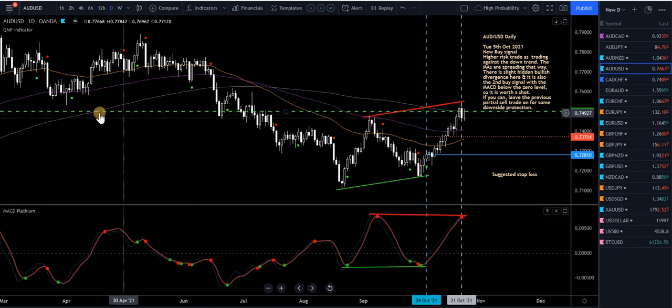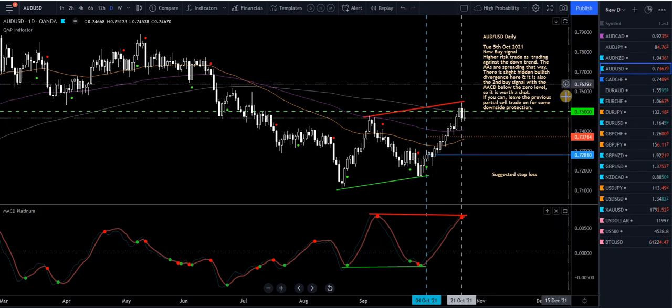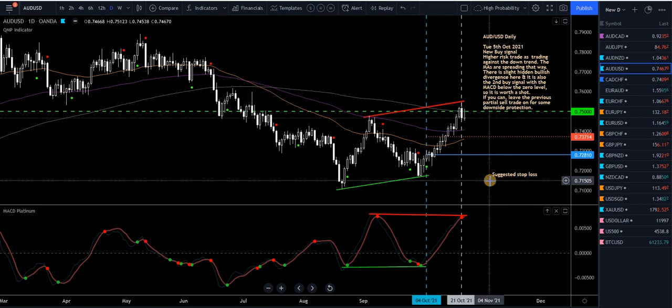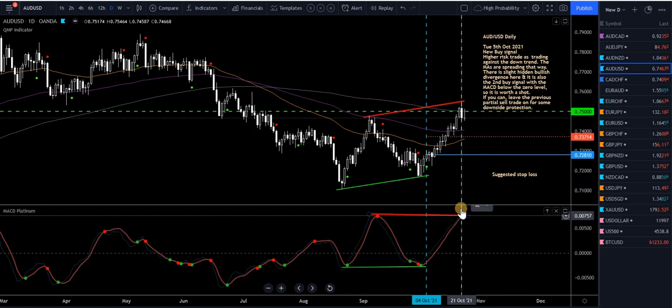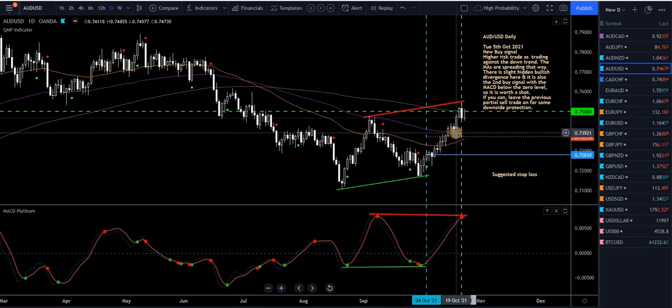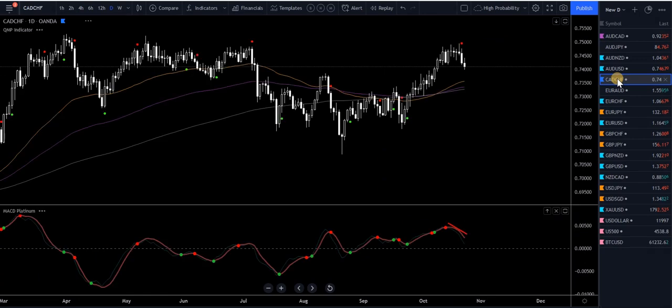It's just a number. If you go back in time and have a look at this level, 75, 80, 70, big numbers in the Aussie are pretty big. So the MACD Platinum's a long way above the zero level. Now I'm in sell mode, already closed half my trade, dragged my stop right up in a good buy trade there. CAD Swiss.